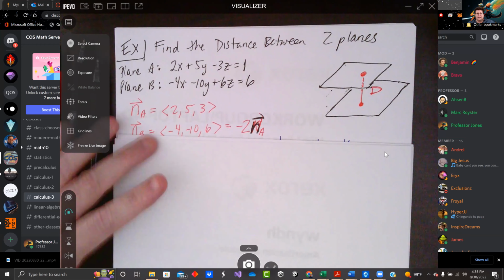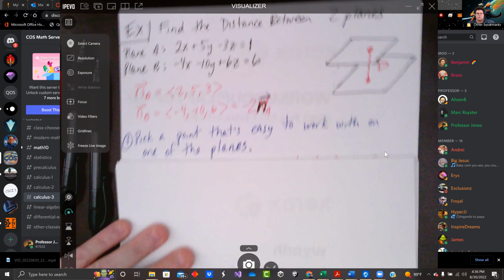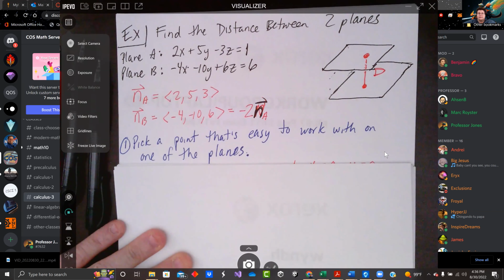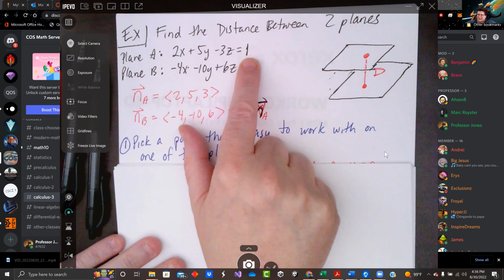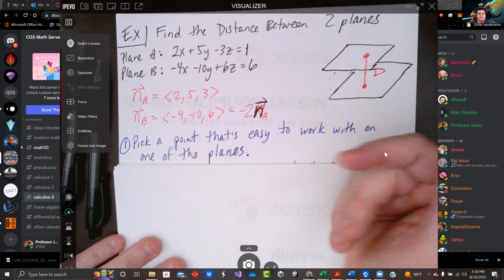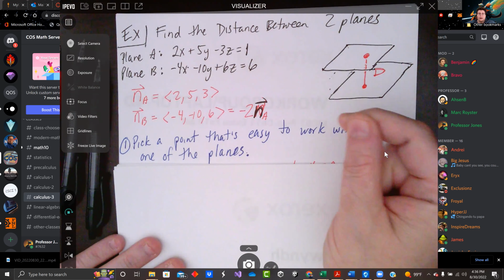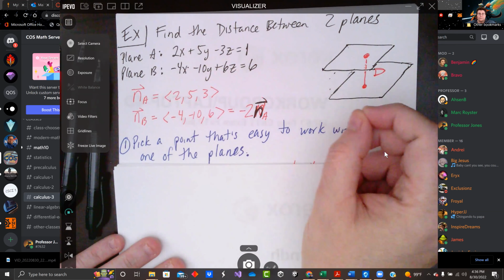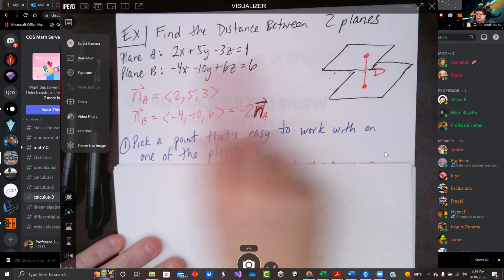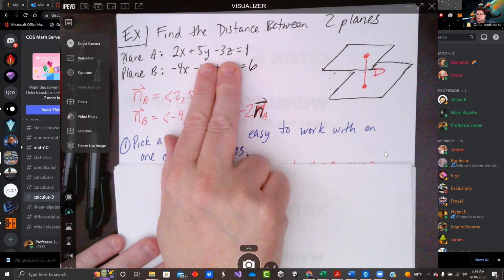So how do we go about finding this distance? Step one, pick a point that's easy to work with on one of the planes. Now, this is what I did. I looked through all the coefficients and the constant and went, if I zeroed out any two variables by setting them equal to 0, will I get an integer remainder when I solve for the variable? If I use anything from plane A, if I zero out y and z, I get x is 1/2.